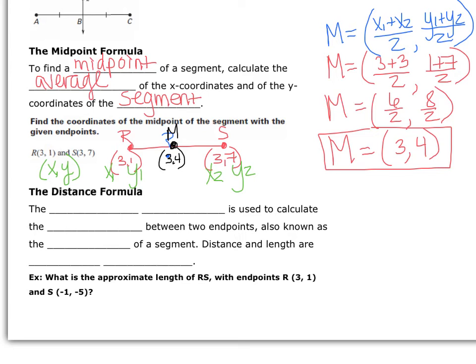And that's midpoint. The next thing is distance. So we can actually find the length of a segment. So the distance formula is used to calculate the length between two endpoints.